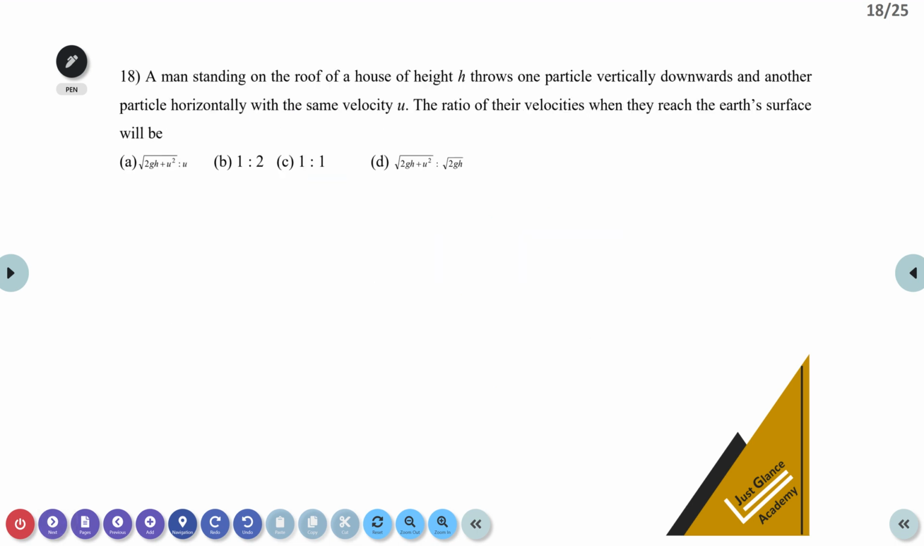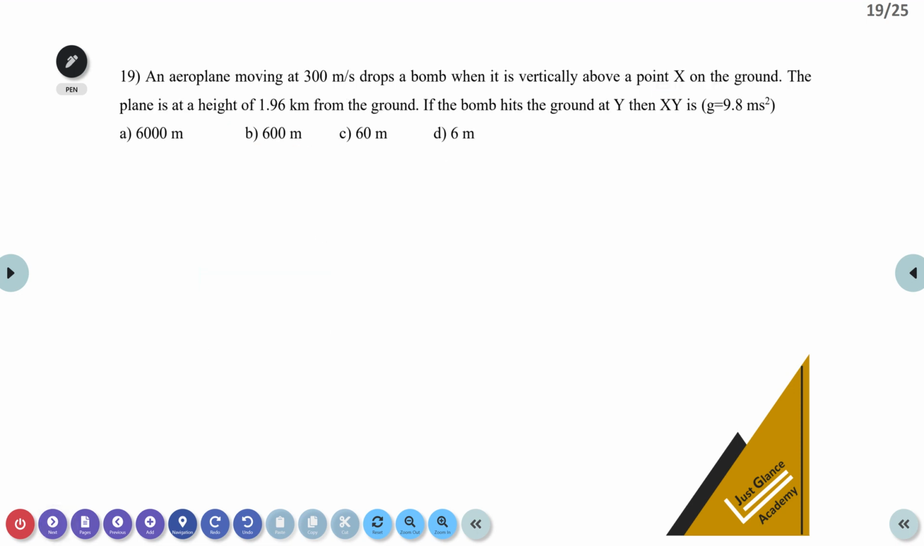Next. 18th. A man standing on the roof of a house of height h throws a particle vertically downward and another particle horizontally. I solved similar kinds of questions. Both stones, whether dropped vertically or thrown horizontally, will reach at the same time. So the ratio is 1 is to 1 only.